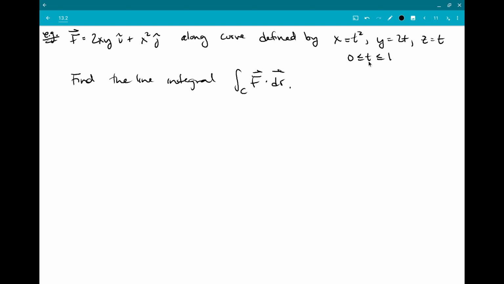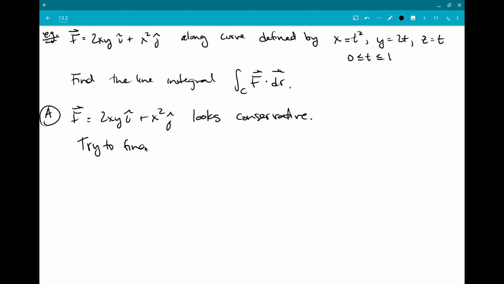And in more complicated problems, maybe somebody wouldn't give you the curve, you would have to find it. But for this one, we're going to have this curve given. And first, we're going to do this the easy way. So we're going to do this step A way. I'm going to say this vector field looks conservative. You can check the curl if you're not sure. But I'm going to go ahead and just try to find the potential function.